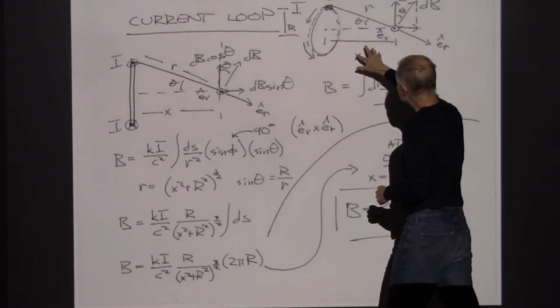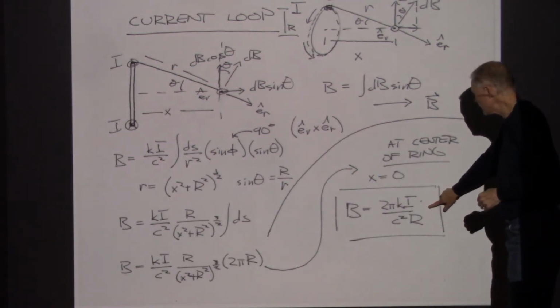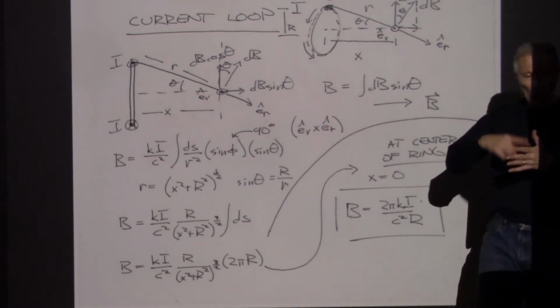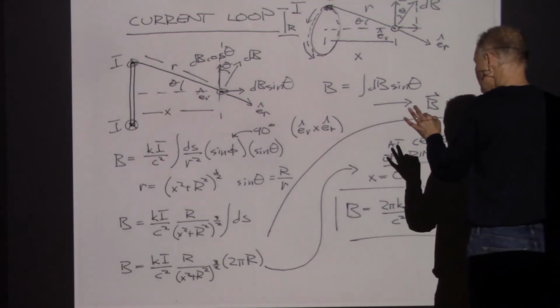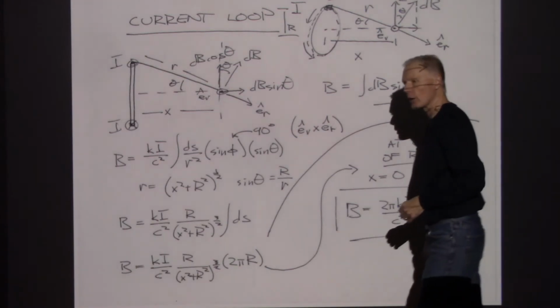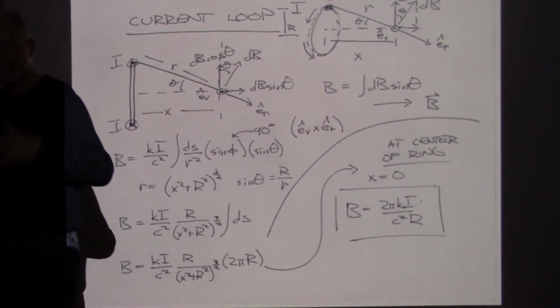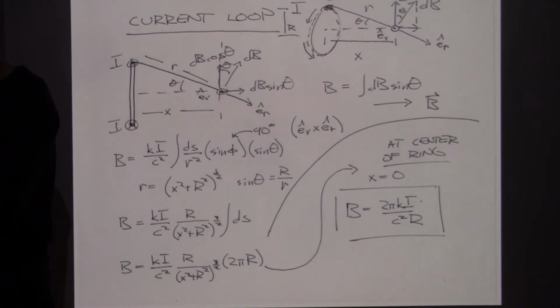What would the magnetic field be there? For that case, we can set x equal to 0, and our formula that we've derived here simplifies into this. So it says that one loop of current will produce a magnetic field at its center that is 2 pi k over c squared I divided by r. It looks similar to the formulas we've done before, but this is 2 pi. It's not the same formula as a straight line of current. This is one loop, and it's a different formula.